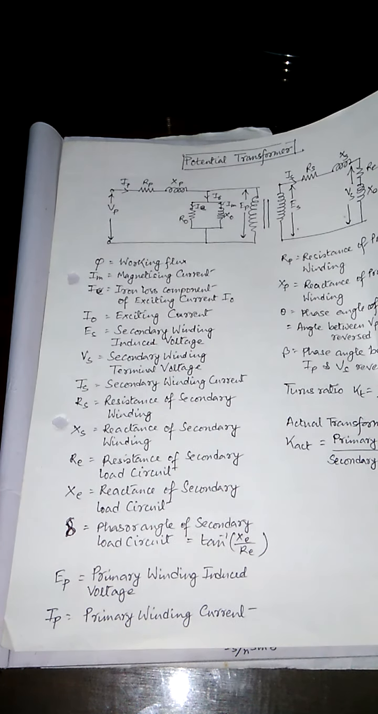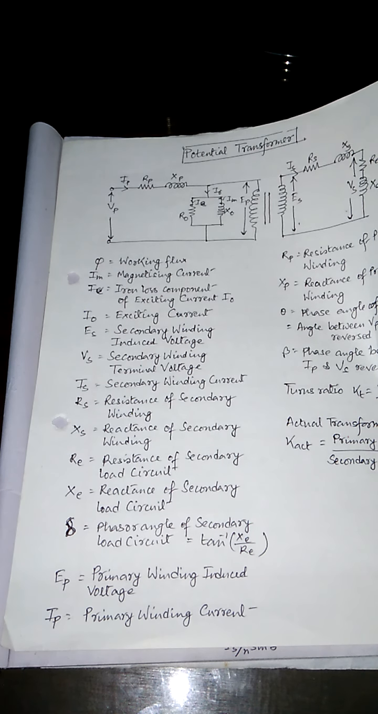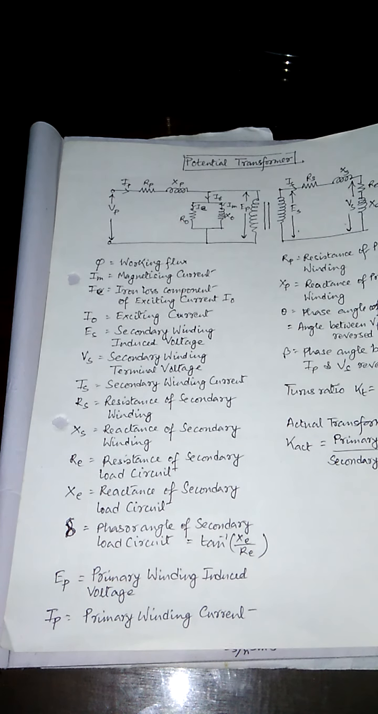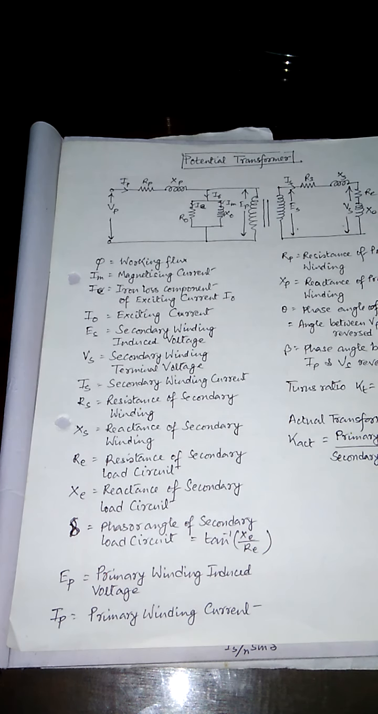Today we will discuss the potential transformer. In our previous sessions we covered the potential transformer circuits, the applications, how it works, why we use a potential transformer, and also the theoretical aspects and mathematical calculations. Now we are discussing the phasor diagrams and how we can get the phase angle and the transformation ratio of the potential transformer.